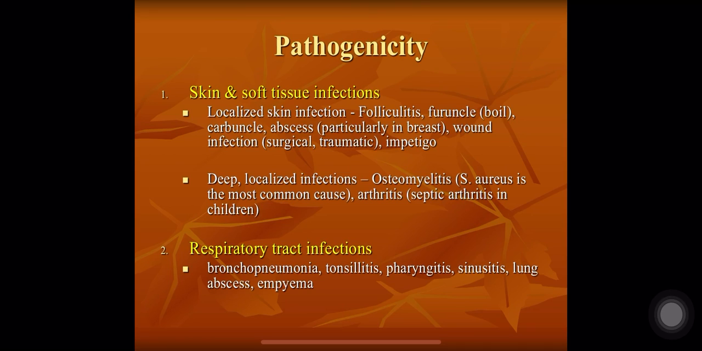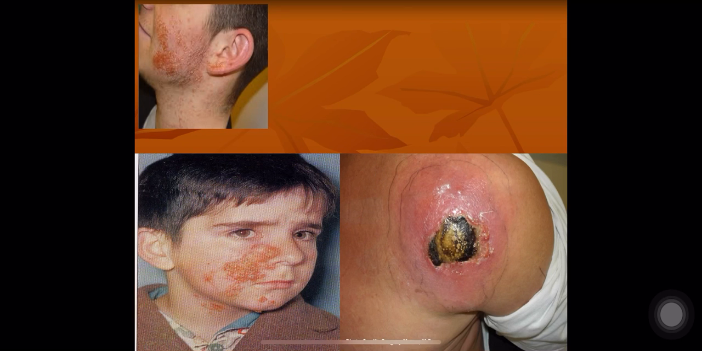Skin and soft tissue infections caused by Staph aureus include folliculitis, furuncles, carbuncles, abscess, impetigo, wound infections, etc. Deep localized infections include osteomyelitis; Staph aureus is the most common cause of osteomyelitis. It can also lead to arthritis. Respiratory tract infections include bronchopneumonia, tonsillitis, pharyngitis, sinusitis, etc. These are various photographs of staphylococcal lesions.